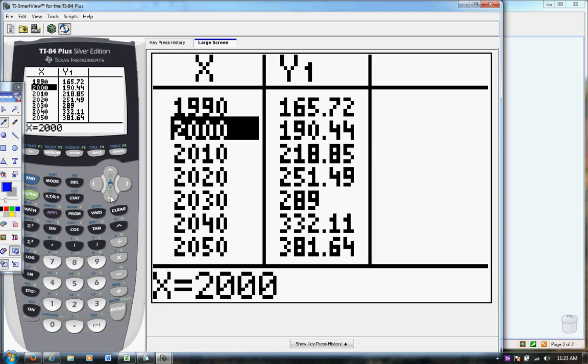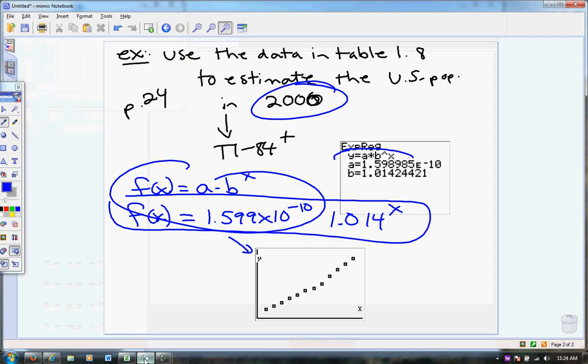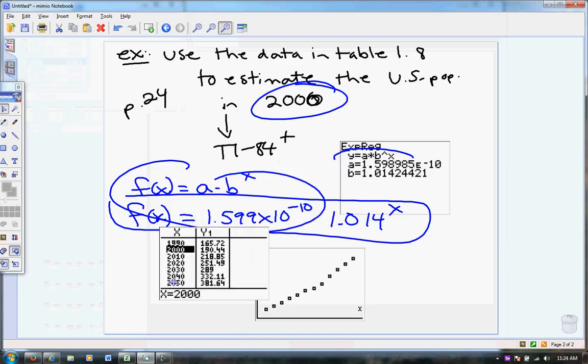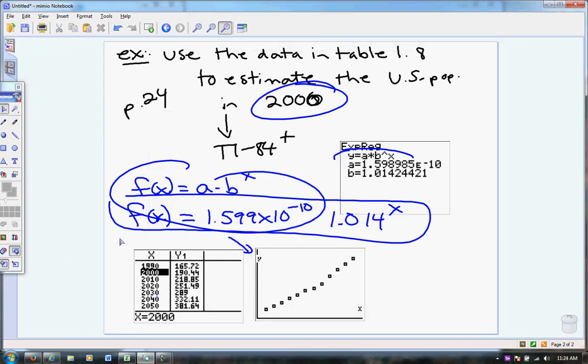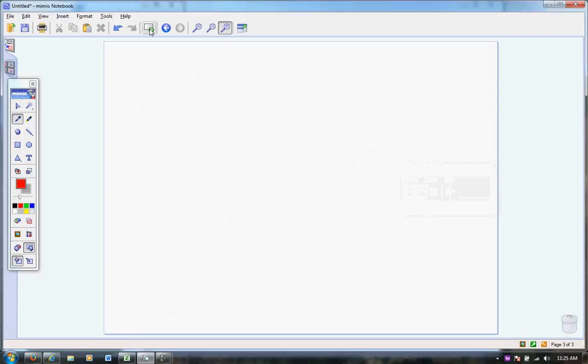And I will put a screenshot of that in my notes. Just a second. So to answer our question, we went to the table. All right? All right, so that's an idea of regression equations. Let's go over some kind of algebra type things.